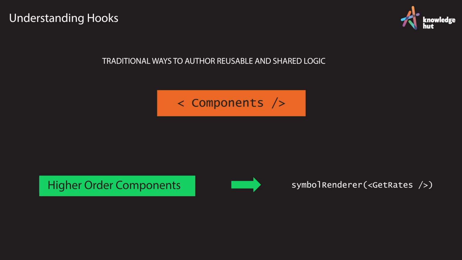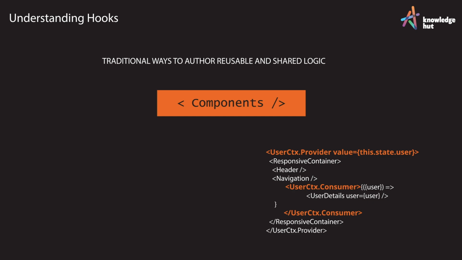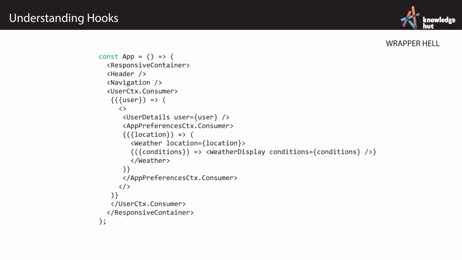This allows you to write components that can power up existing components with new features and is a commonly used pattern in products such as Redux. Besides these, sharing stateful data and logic across components can also be done using the Context API, which involves the use of the provider and consumer components. But with all these techniques, you can easily end up in a situation that the React team calls wrapper hell.